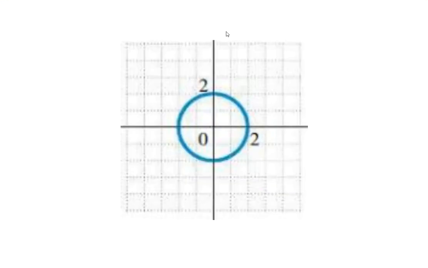Okay, so we have one more to test. Would this be a function? Nope, because our vertical line will touch it in more than one spot at a time. So this is not a function.